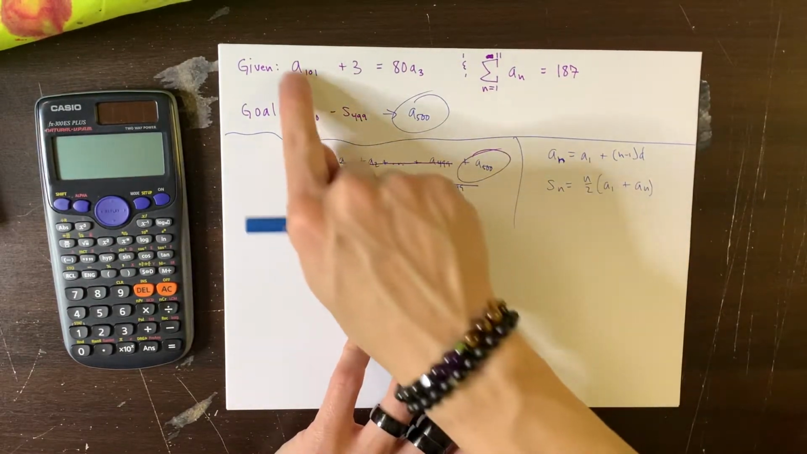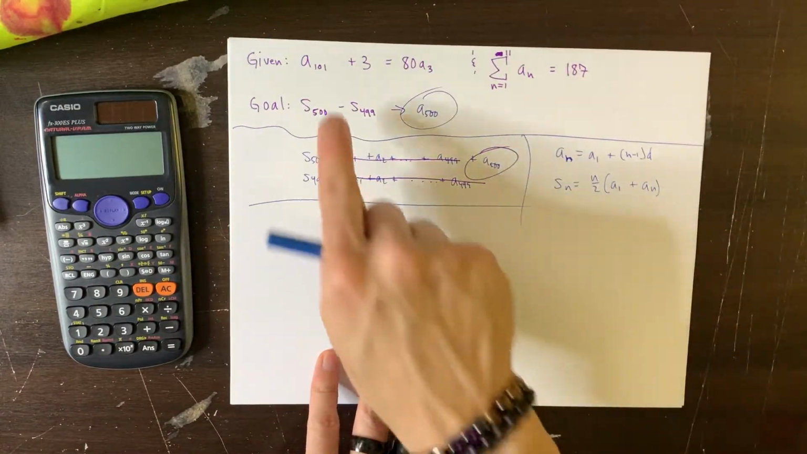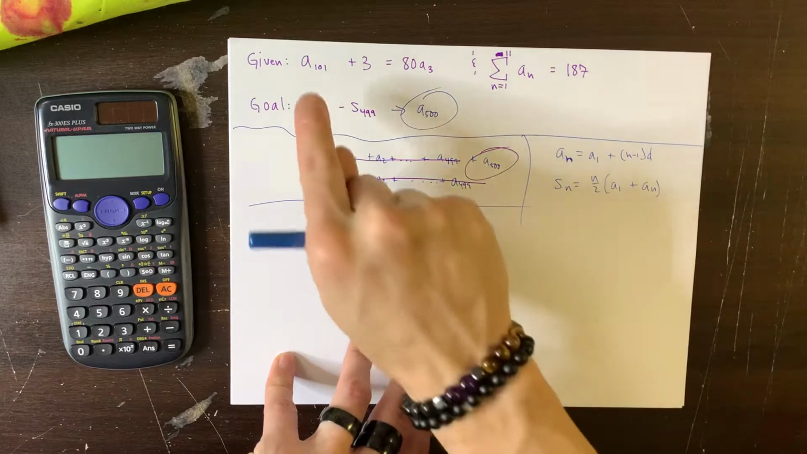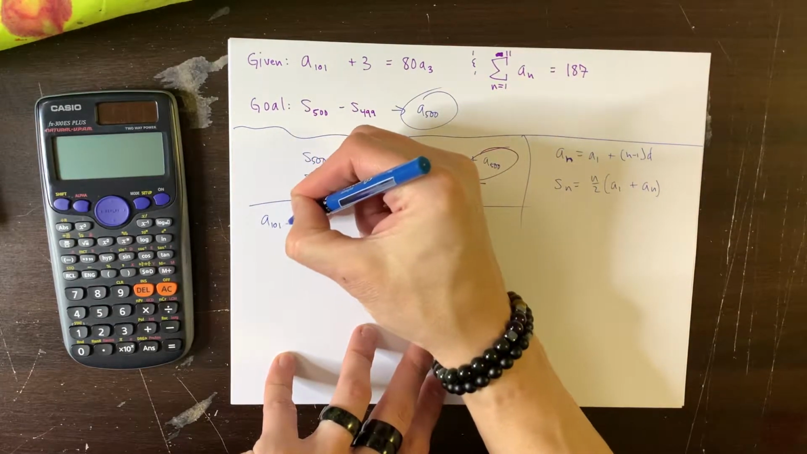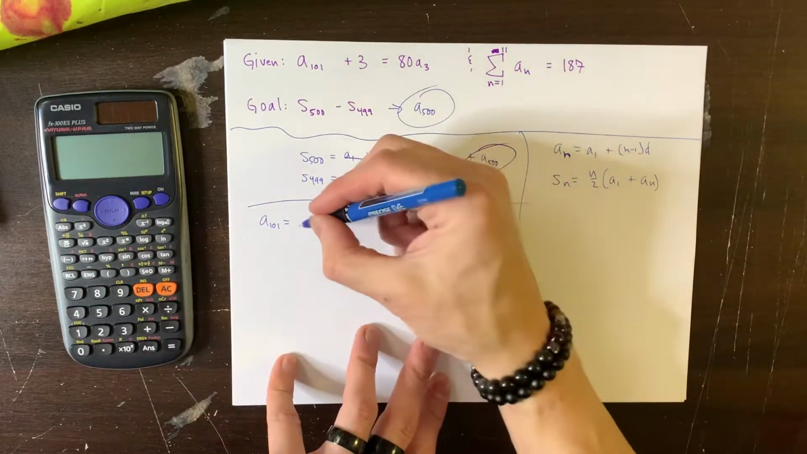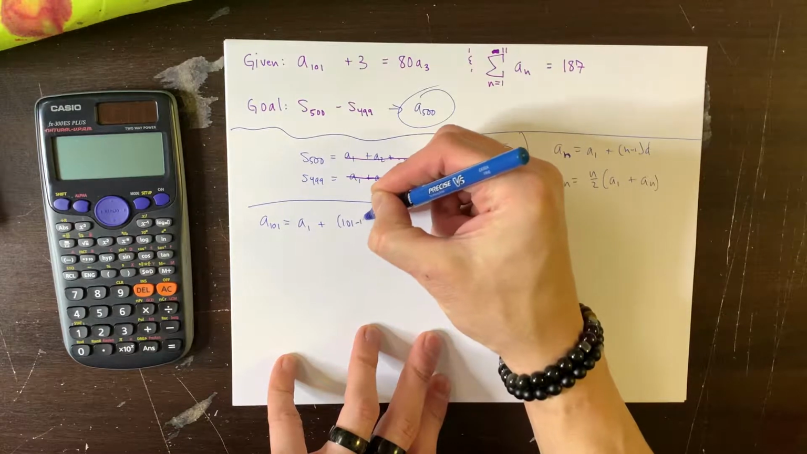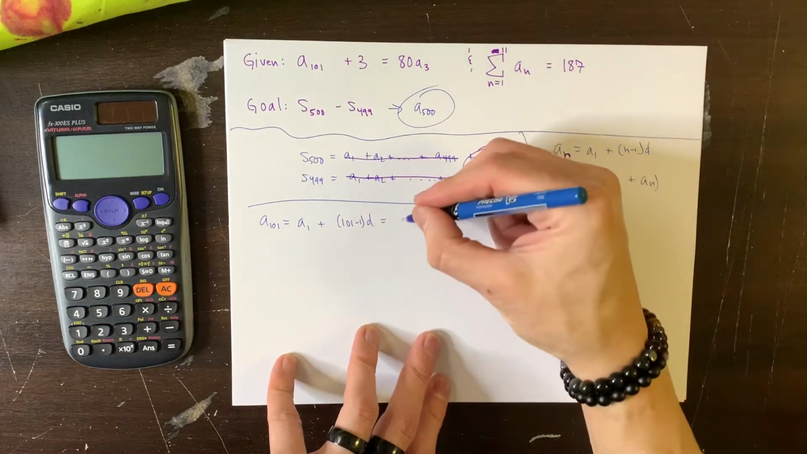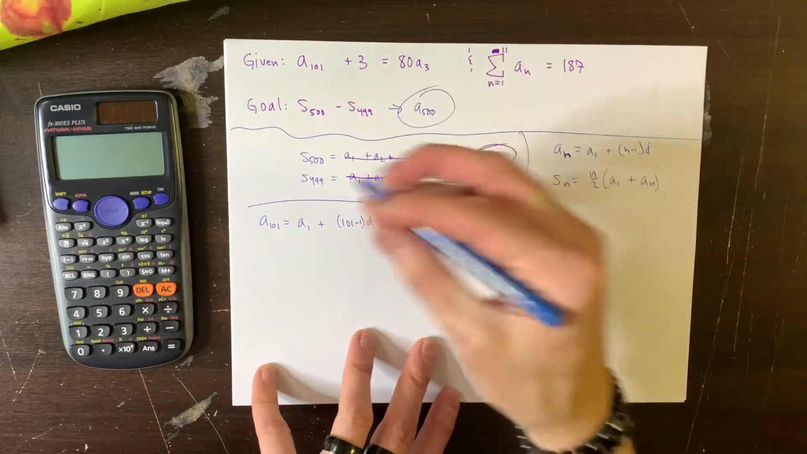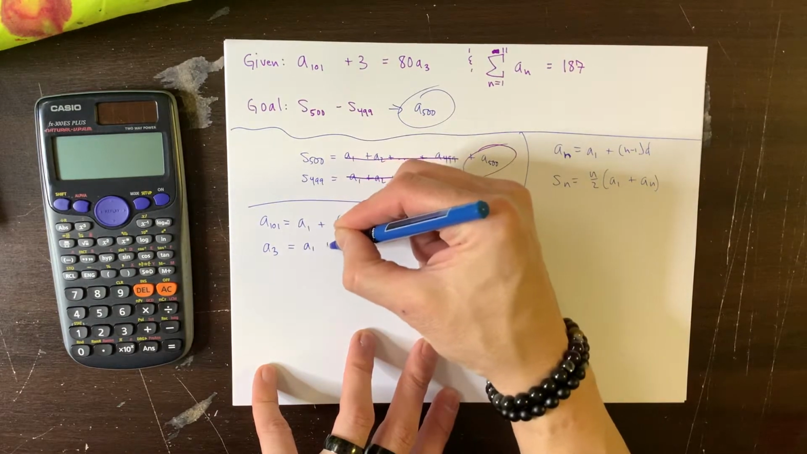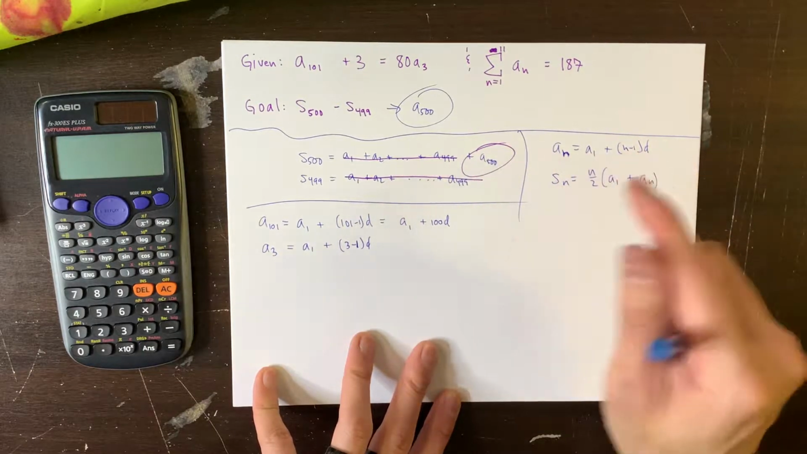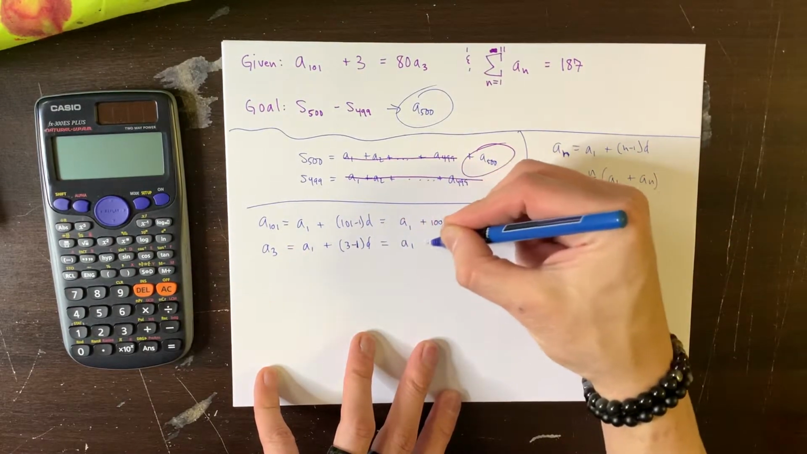Look at what I'm given. Let's focus on this piece. So this says A101, A3. Let me make some labels. What is A101? Go to A sub n, this one here, and instead of the n's, put 101. So this would be A1 plus 101 minus 1 times d, which cleans up to A1 plus 100d. Similarly, A3 would be A1 plus 3 minus 1 times d. I just took 3 and plugged it in. That simplifies to A1 plus 2d.